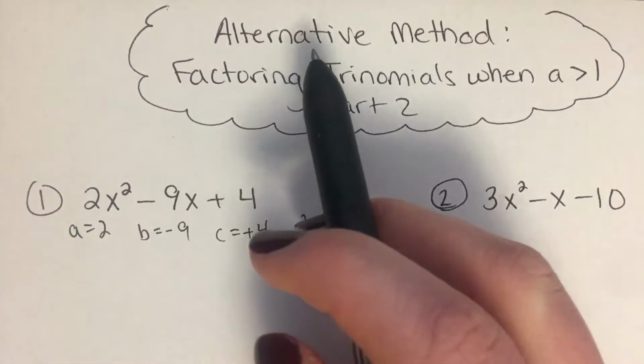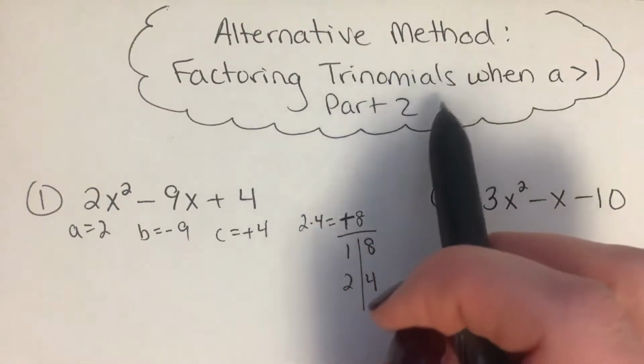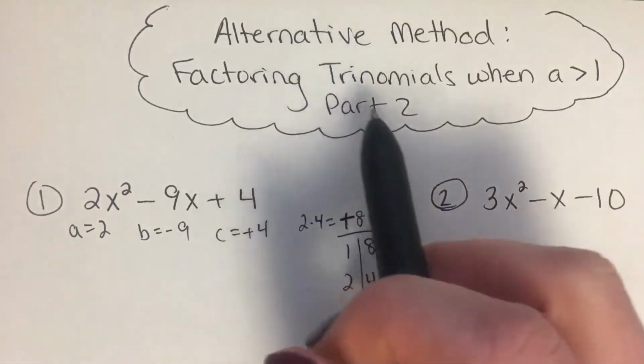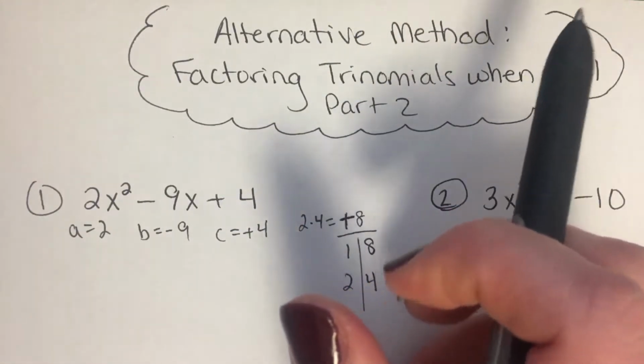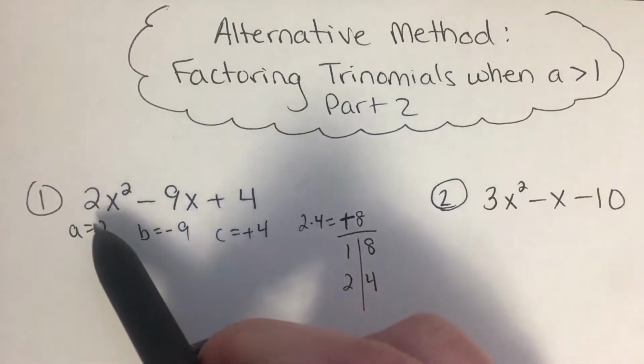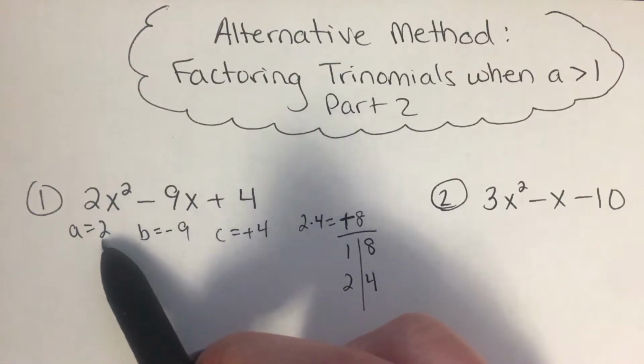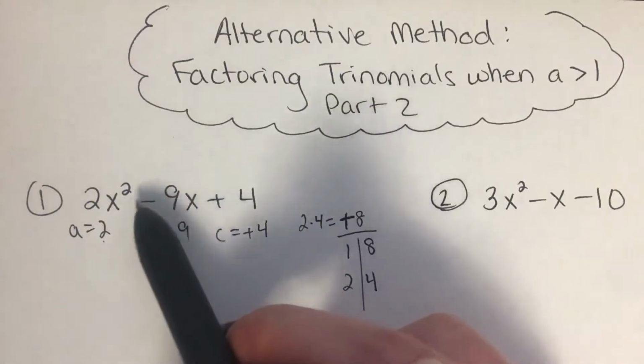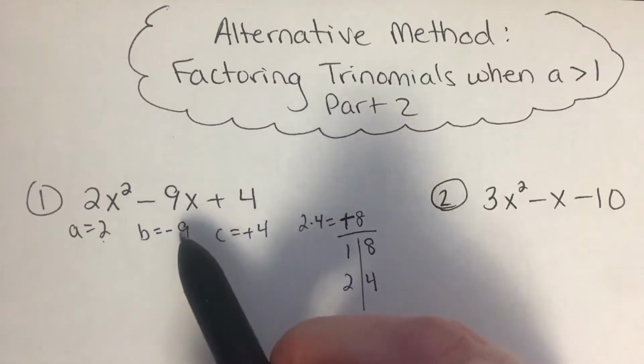Today we're going to be talking about the alternative method for factoring trinomials when a is greater than 1. This is part 2. I'll link part 1 in the cards above. This focuses on when a is greater than 1, so in here we have 2, and we have some negatives. So in this example, b is negative 9.